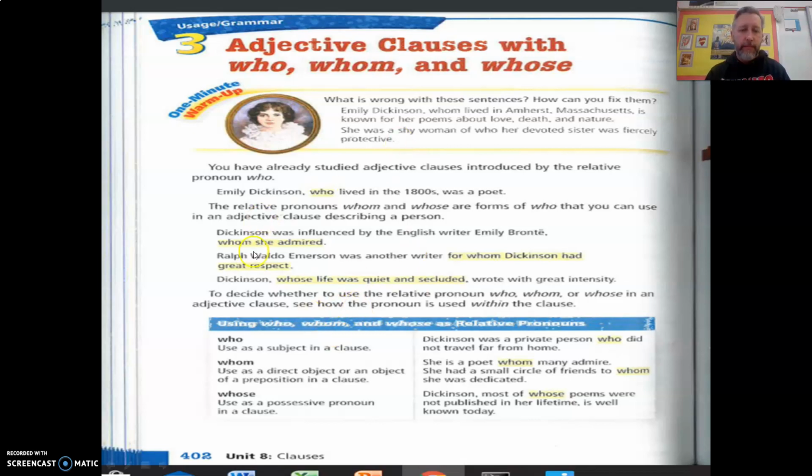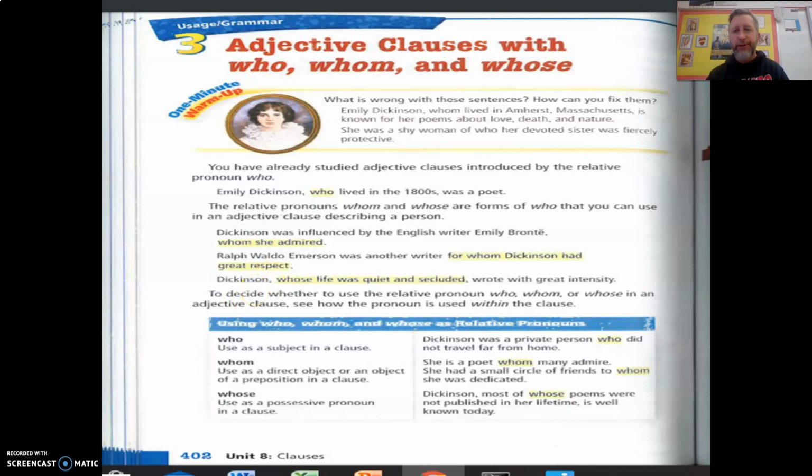Then it says, I'm right here on page 402, it says to decide whether to use the relative pronoun who, whom, or whose in an adjective clause, see how the pronoun is used within the clause. Okay, so that's really what we need to be looking at. So it says who, first of all, use as a subject in a clause. So if you have a clause that is subjectless, you're going to use who as the subject. But if it already has a subject, then you're going to use whom, okay? Because whom you use as a direct object or an object of a preposition in a clause.